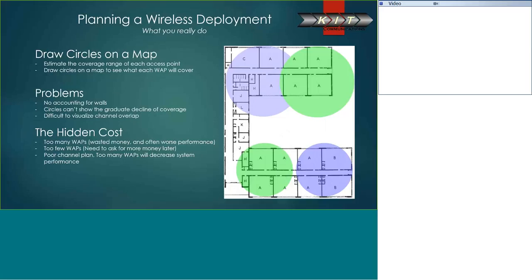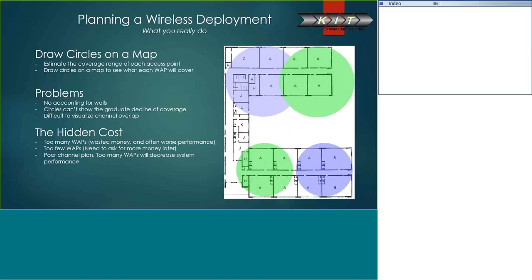When we normally do our surveys, we've already said, we basically are estimating the coverage, not really based on any science, but just our visual understanding of the space we have to cover. The problem with that is it doesn't account for the walls and the density of the materials that the signal's got to propagate through. It can't show you how the signal is actually declining over that space. And you definitely can't see the channel overlap that's going to happen as a result of having those APs in their locations.